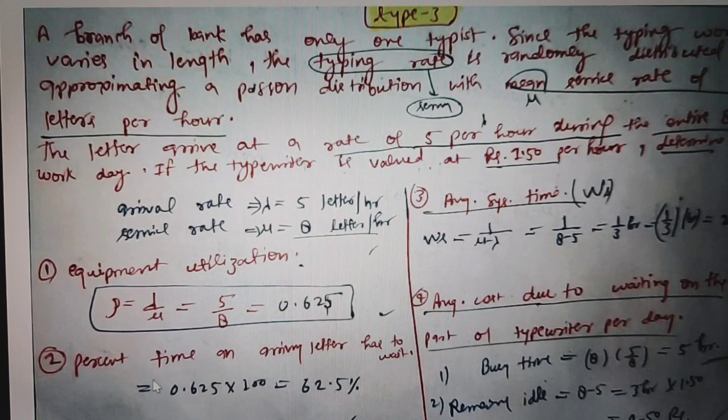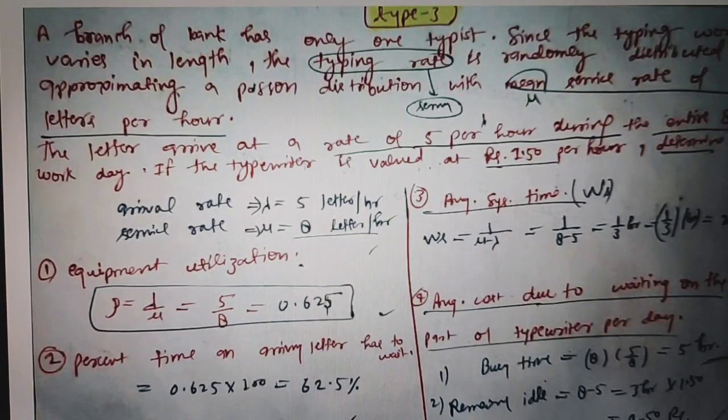0.625. Then the percentage of time an arriving letter has to wait. How much time does a letter have to wait, we have to find out. For this we have to multiply with the utilization factor, which is the total utilization of the server, so the percentage of time an arriving letter has to wait will be multiplied by 100, and it will give 62.5 percent, this is the percentage of time an arriving letter has to wait.